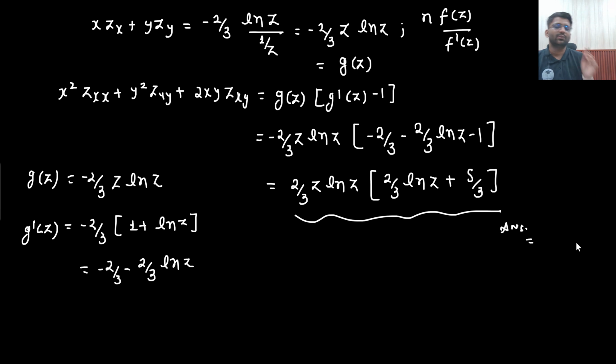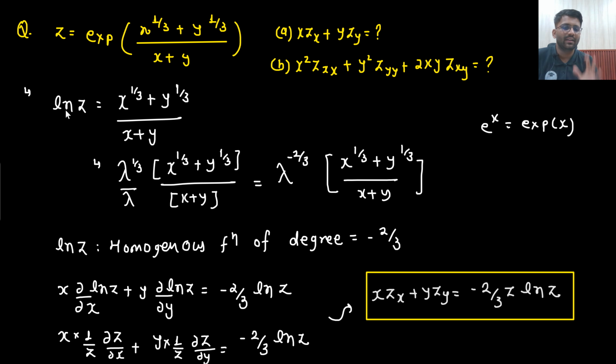So just calculation error should not happen in the examination hall. Otherwise, things are very straightforward. Directly in 2 steps, I would have solved the answer, if I remember this thing, nfz divided by f dash z. Even if I don't remember it, I have the intuition that ln z will be a homogeneous function of degree, what? Degree 1 by 3 minus 1. That means it will be a degree of minus 2 by 3.